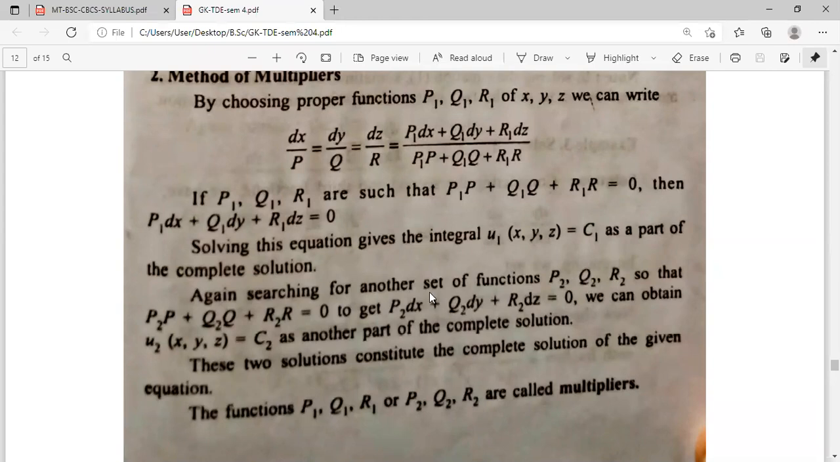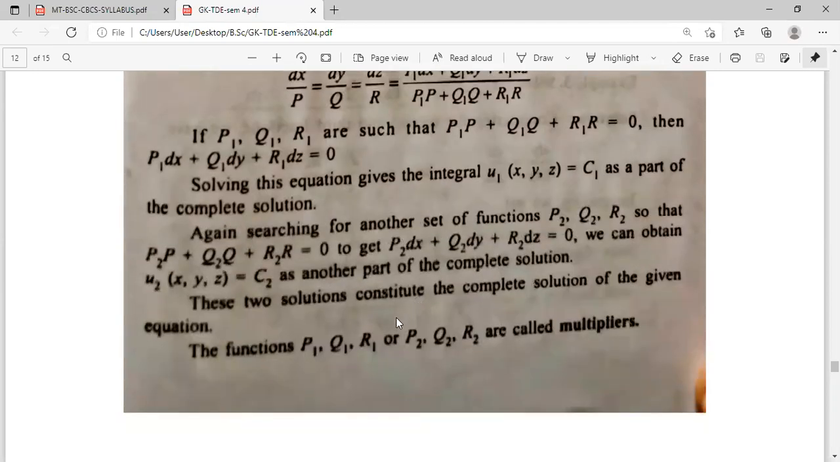Again, you are taking another set of functions, p2, q2, r2, and then you have to write p2 dx plus q2 dy plus r2 dz divided by p2p plus q2q plus r2 is equal to 0. The denominator must become 0, that is p2p plus q2q plus r2 is equal to 0, which means we get p2 dx plus q2 dy plus r2 dz equal to 0.